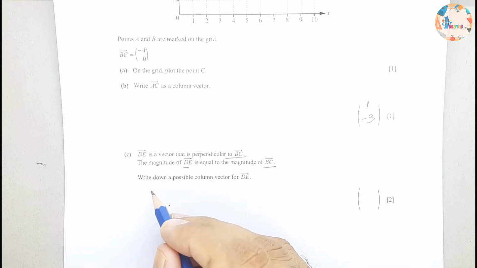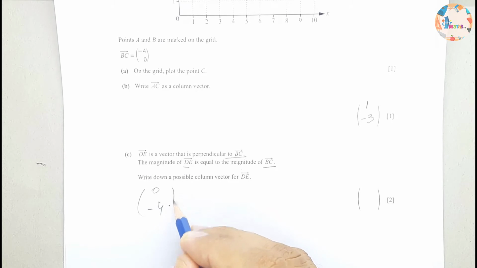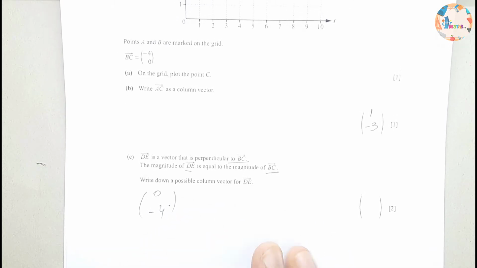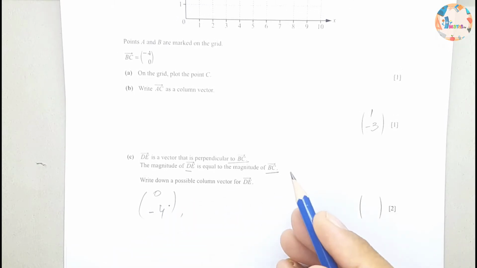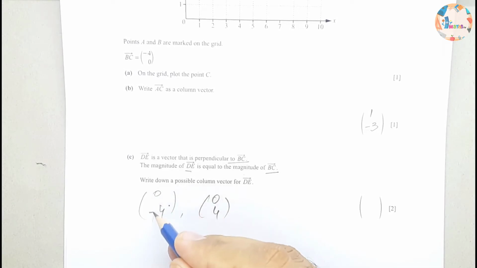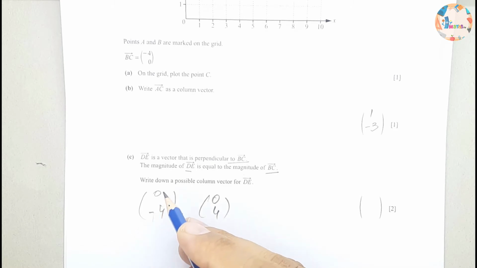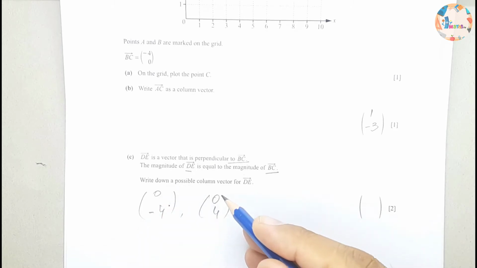This will become basically 0 and -4, and this will be DE. DE is a vector that is perpendicular to BC. So it will be basically 0, and after switching you will have to change sign. Switching means the X and Y values we will be swapping. So after swapping we will be changing sign.